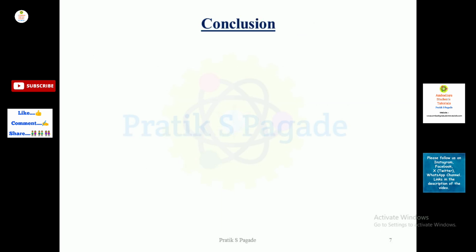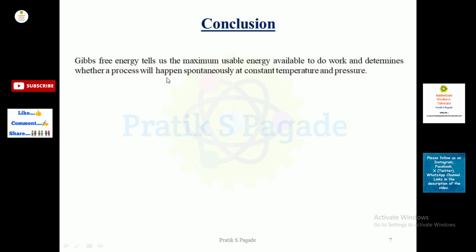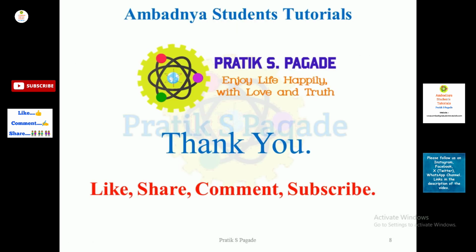Now see the final conclusion related to Gibbs free energy. Gibbs free energy tells us the maximum usable energy available to do work and determines whether a process will happen spontaneously at constant temperature and pressure. So students, in this video we have understood Gibbs free energy.